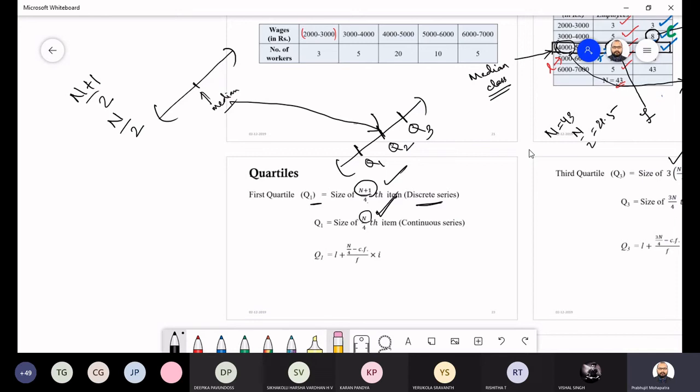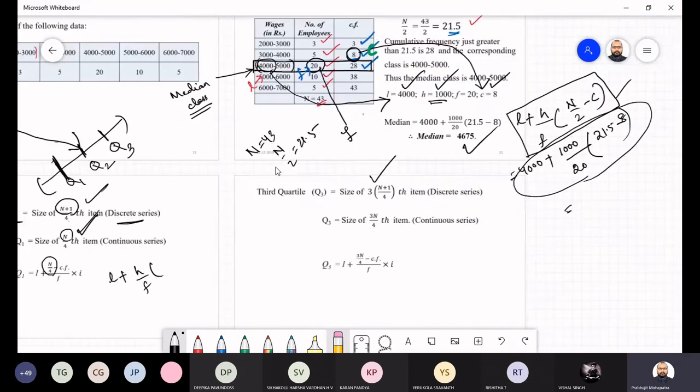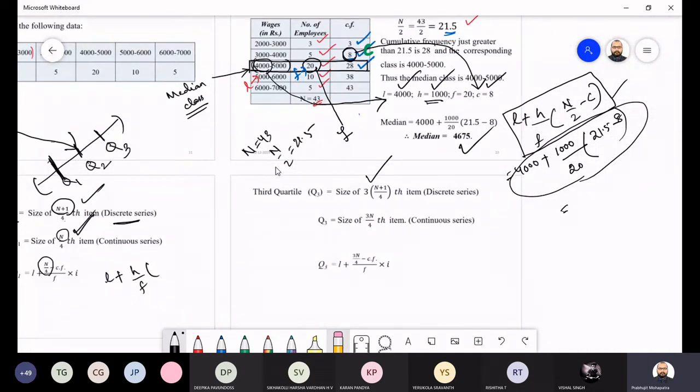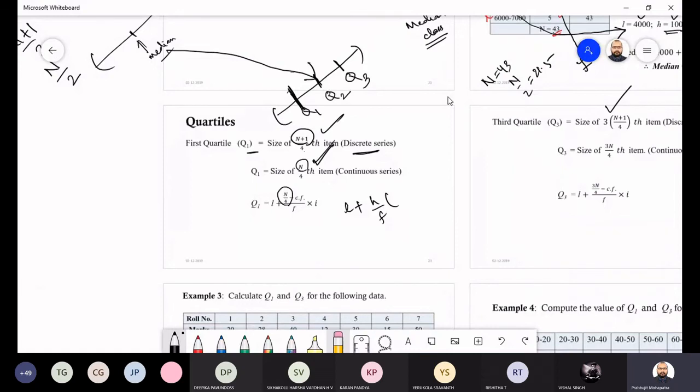So what is that? L plus h by f, h is nothing but the class interval, into n/2 minus c. There we are using n/2 because it is the middle position. But here we are talking about Q1, so the position is n/4 because Q1 is the first part, 1/4. Getting or not?